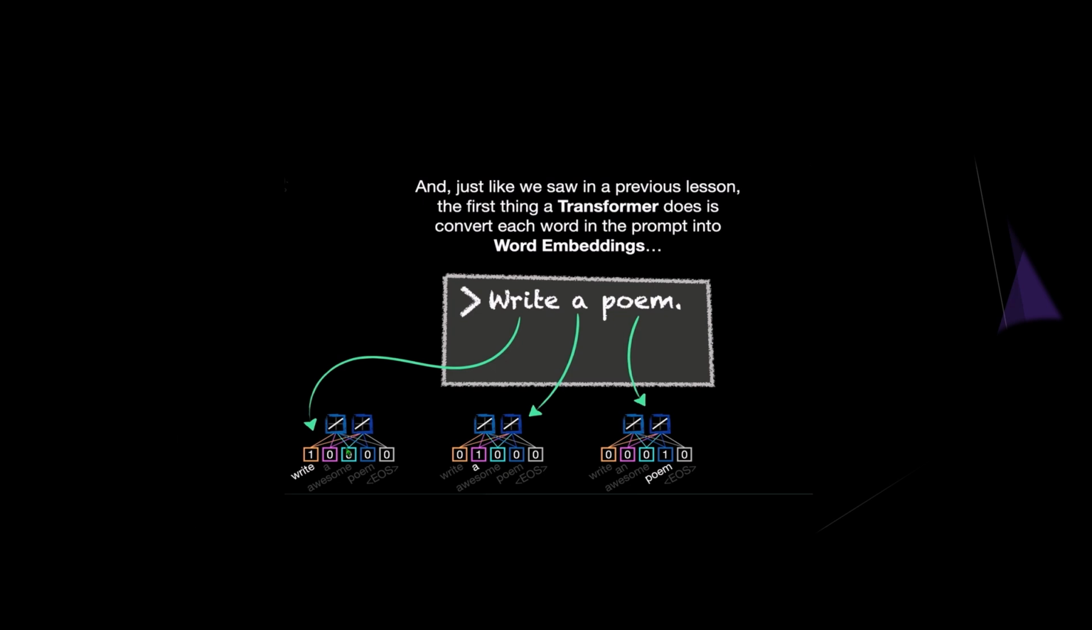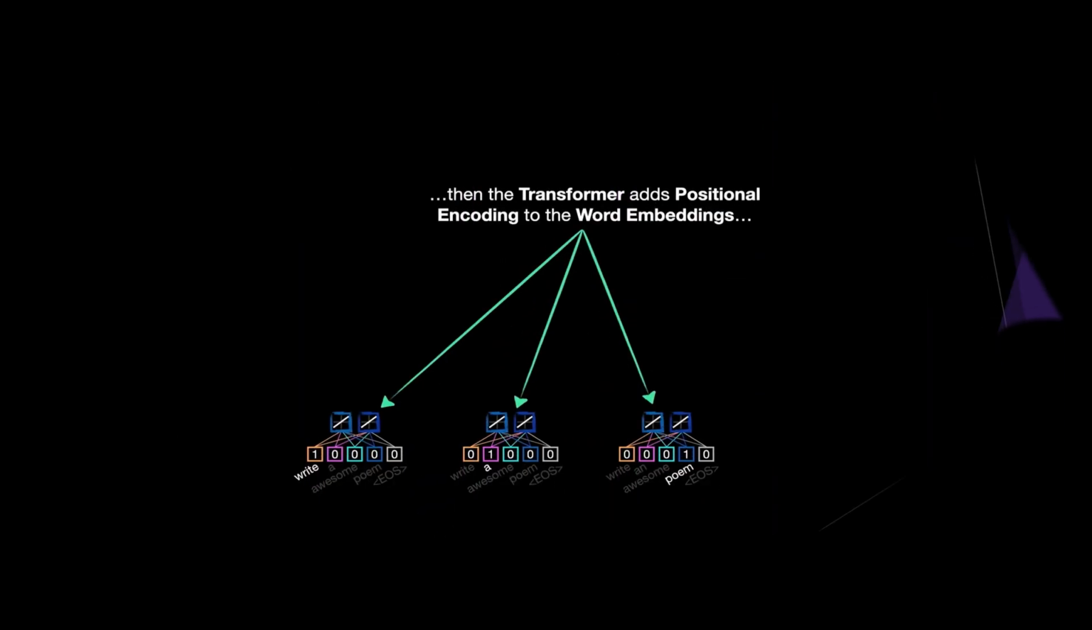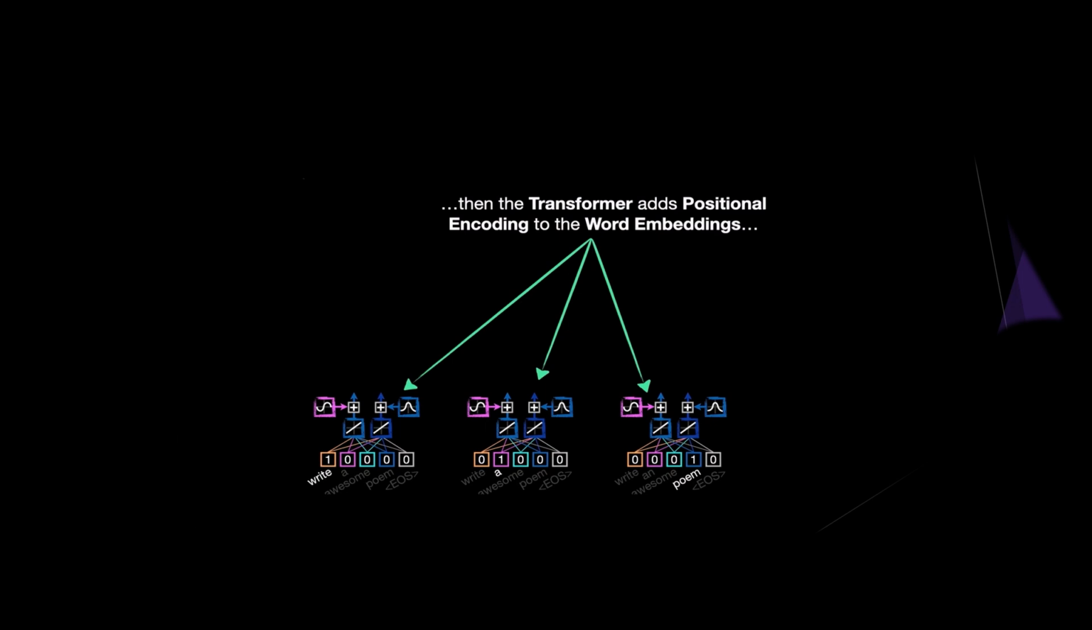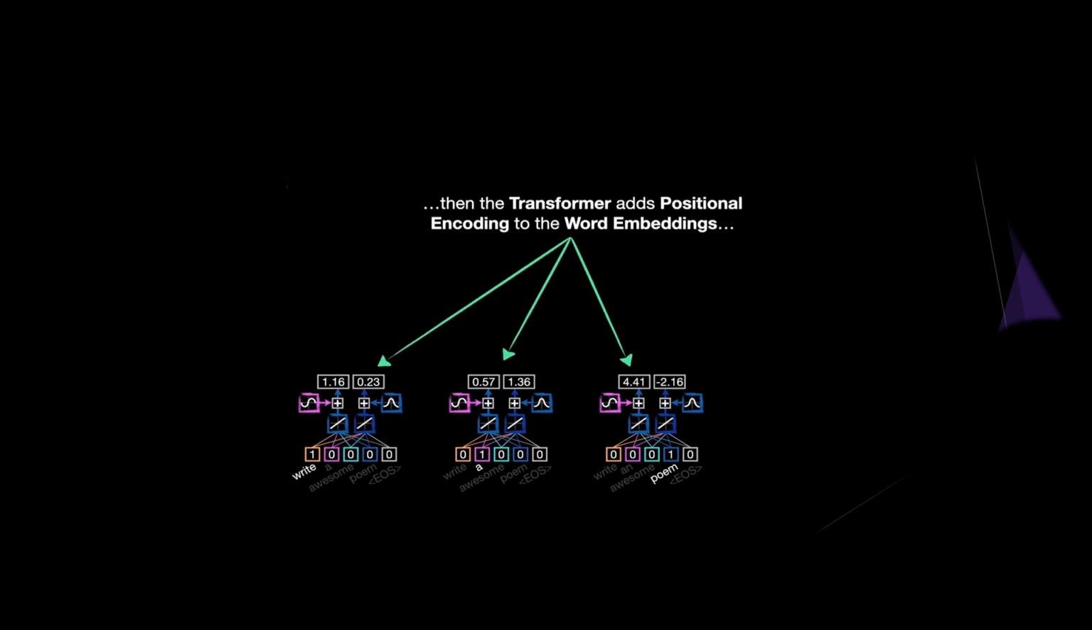Next, positional encoding is applied. This step ensures the model knows the order of the words, because meaning often depends on word position. After combining word embeddings with positional information, each word is represented by an encoded numerical vector. For simplicity, let's assume each word here is represented by 2 numbers.